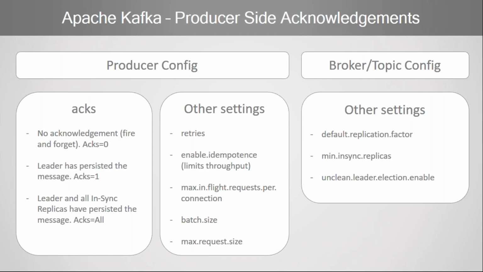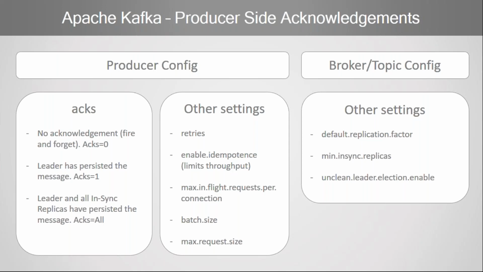On the producer side, we have producer configs, and we also have broker and topic configs that affect reliability. On the producer side, we have acknowledgements, acks is the alias, and we can set it to 0, which basically means fire and forget. We will not wait for any acknowledgements. We can have acks equals 1, which means that the leader has persisted the message. And we can have acks equals all, or -1, and that means the leader and all in-sync replicas have persisted the message, that the message is committed.